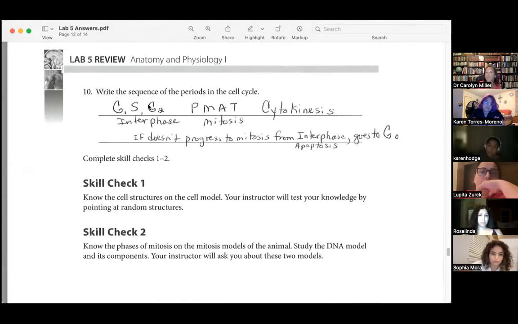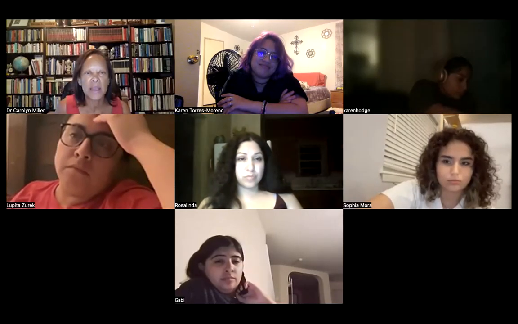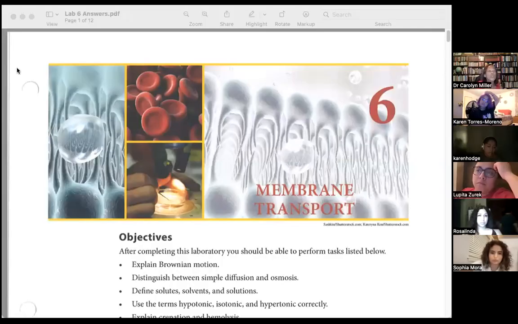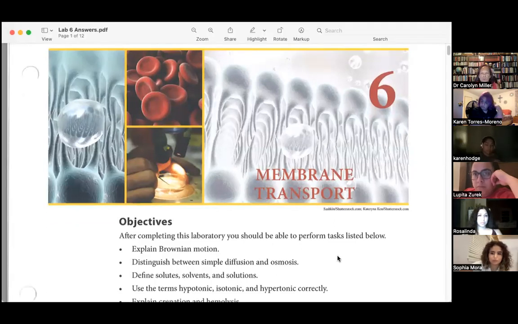And here's the good question. What is the sequence of the periods in the cell cycle? Describe the cell cycle. So we'll go through this one tomorrow, lab 5. Lab 6, we did already. And I will take some of my answers, some of my questions from the questions on lab 6.